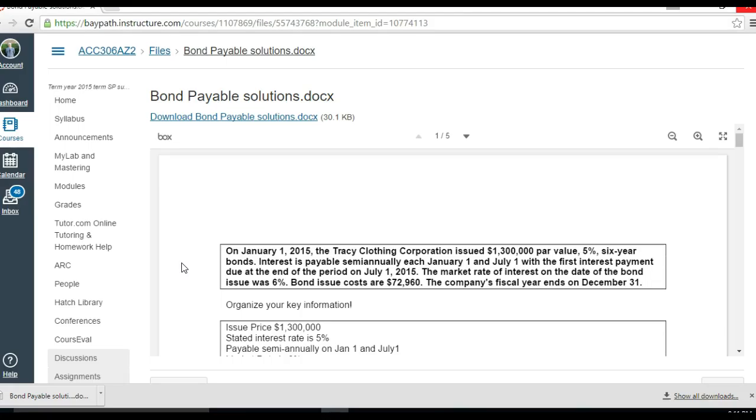But in this example, our 5% coupon is less than our 6% market rate. Therefore, we're going to have to discount our bond.